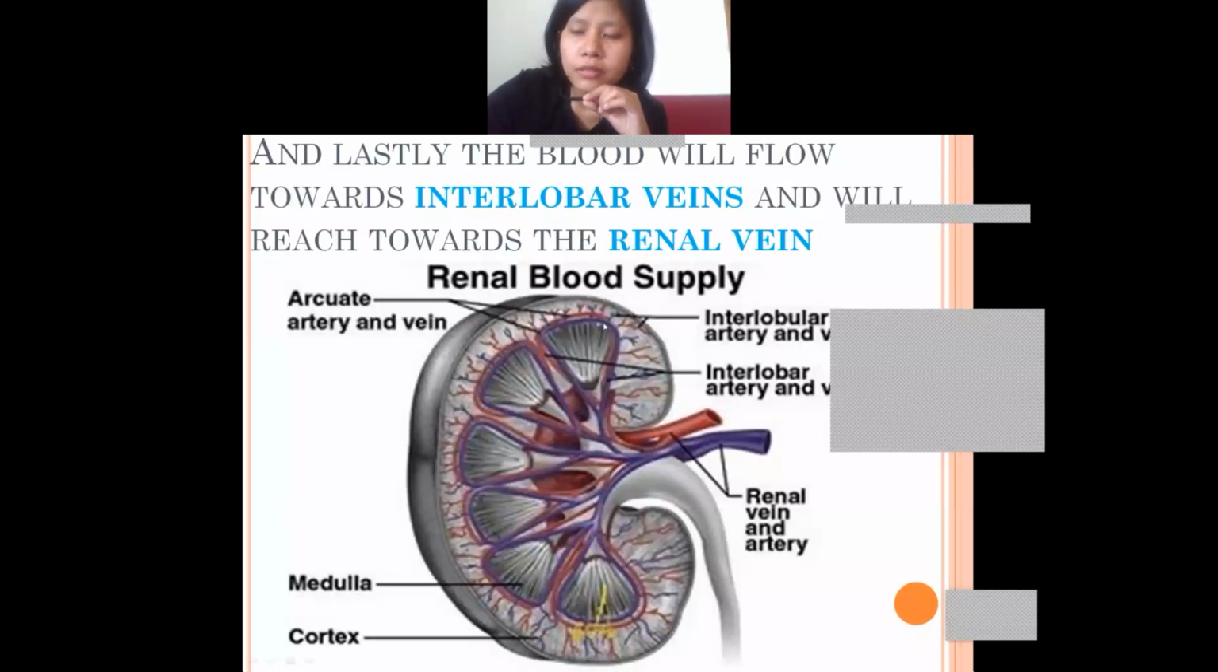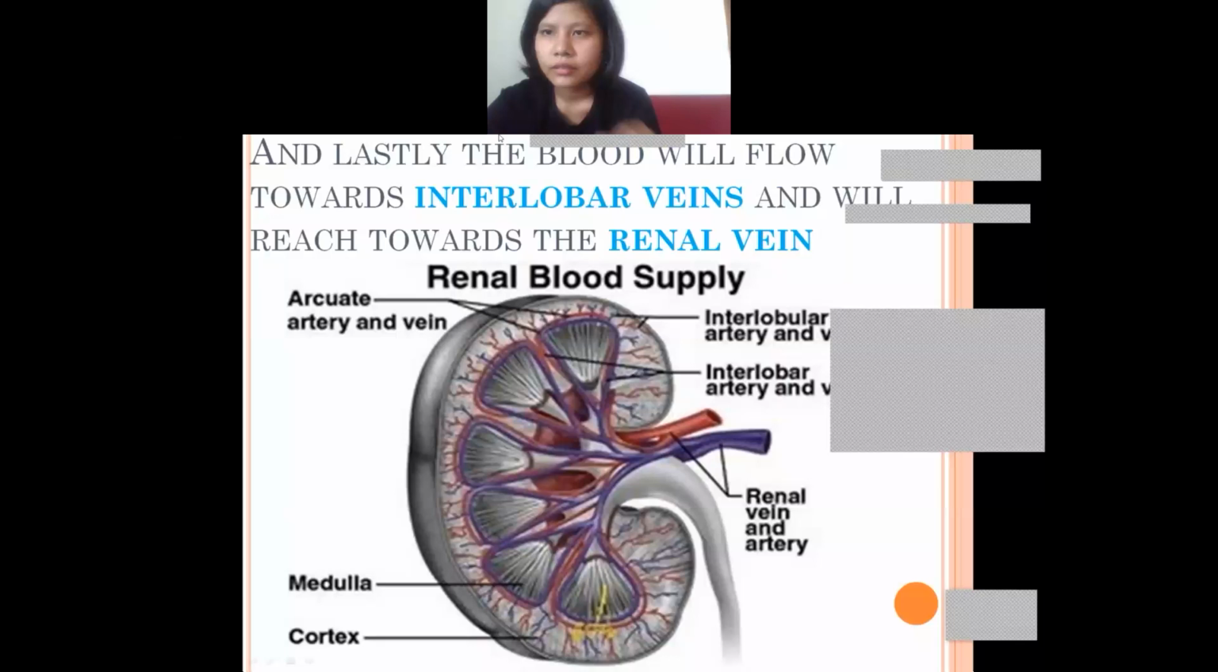Understand? So all this process, the blood flow in the kidney, starting from the renal artery, all this is where there will be filtration of blood. All this process, starting from the renal artery till the renal vein, is the process of filtration of blood in the kidney. Is it clear?